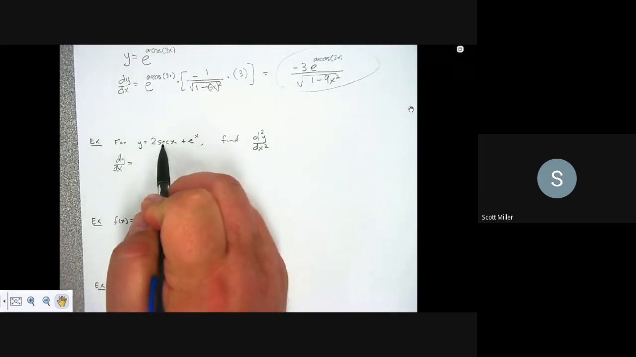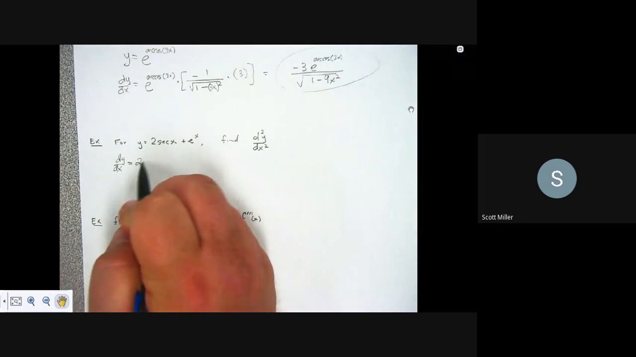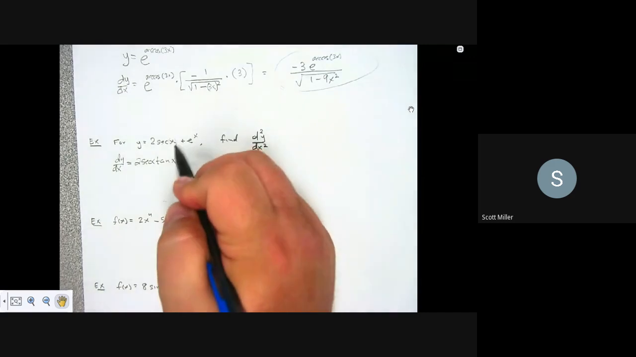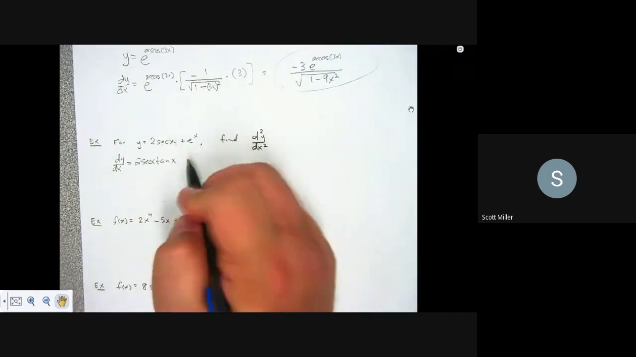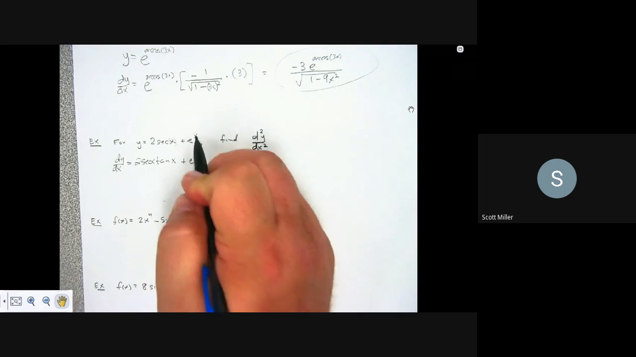So we're going to do, like everything else, we just do our derivatives as we move along. So we have the derivative of y with respect to x. We take the derivative of this, so that's a constant. The derivative of the secant is secant tangent. So this becomes 2 times the secant of x times the tangent of x times the derivative of x, which is just 1, plus the derivative of e to the x, which is just e to the x, times the derivative of x, which is 1. So that is the first derivative.